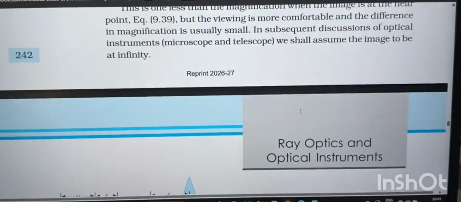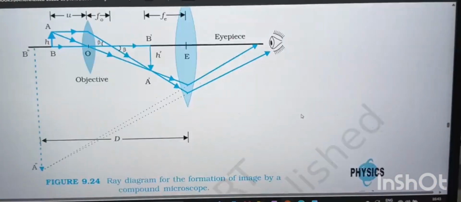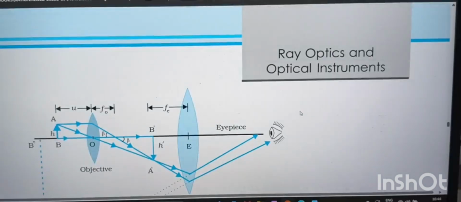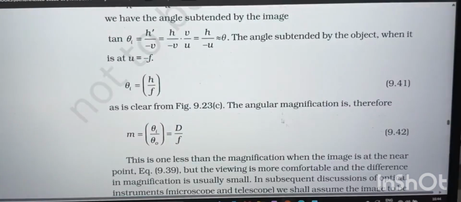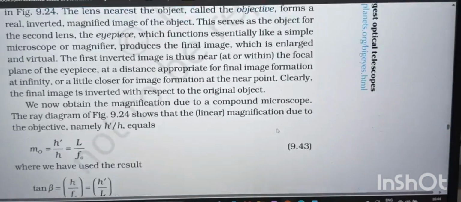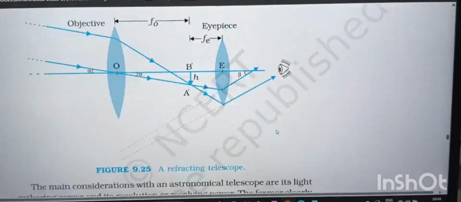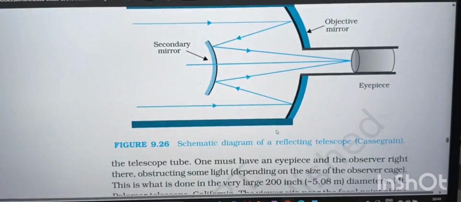Now we shall assume the image at infinity. If we are going to consider the compound microscope, there is another set of derivation to do. We have considered a single microscope now, so we will cover the compound microscope in the next class, and then the telescope. After this the chapter will be done.